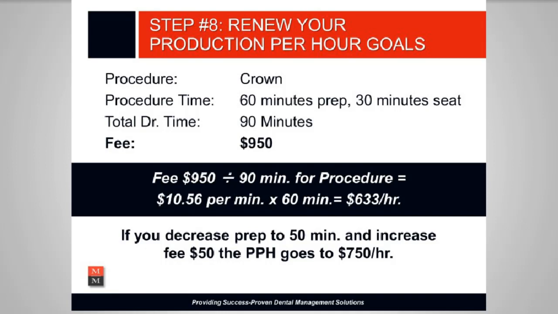And if you raise the fee from $950 for that crown to $1,000, your production per hour goes to $750 an hour from $633 an hour. So I encourage you to do this analysis to find out whether or not you can actually produce per hour what it is that you have to have out of that business to pay for that business overhead and pay for what you have to have personally.